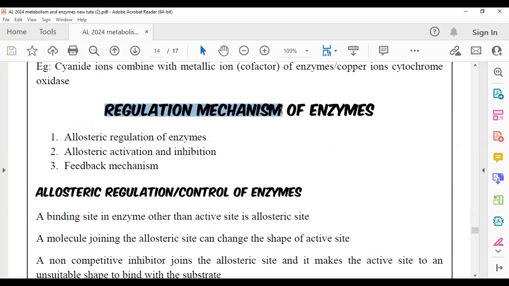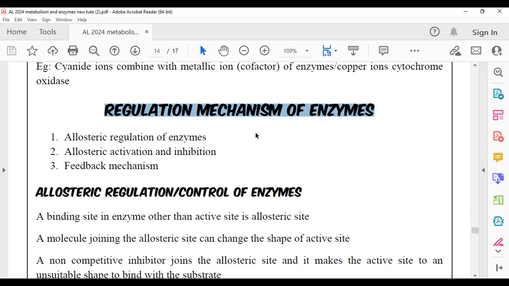Regulation mechanism of enzymes. In the regulation mechanism, they are explaining you how many headings? 3 headings. Allosteric regulation of enzymes, allosteric activation and inhibition, and feedback mechanism.